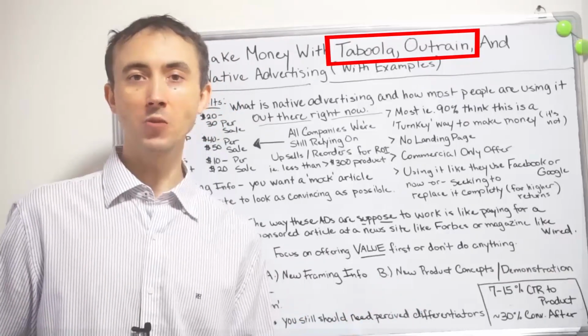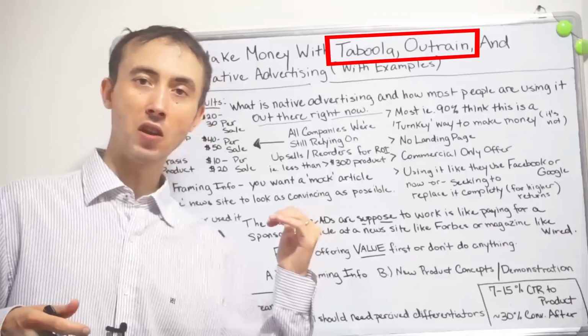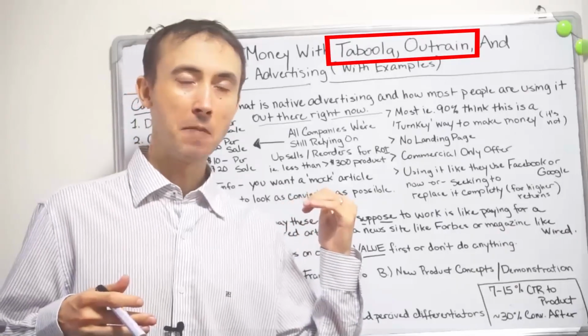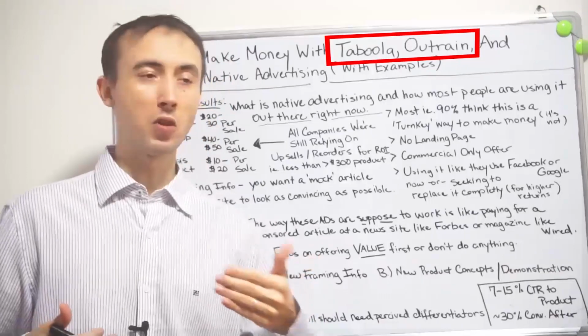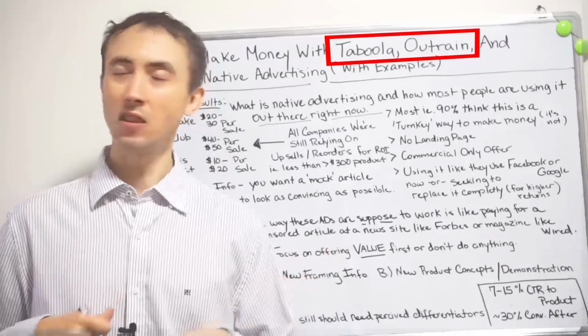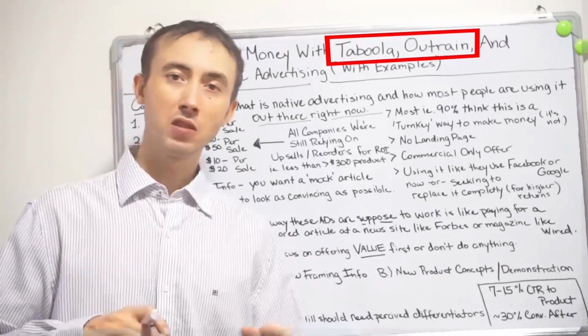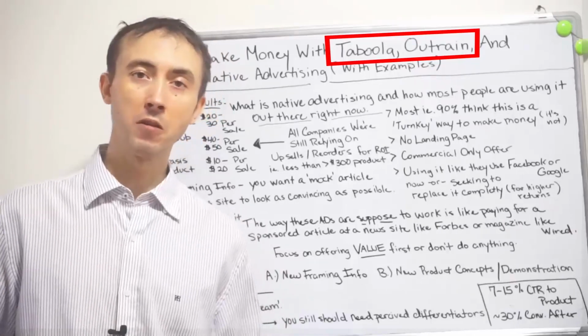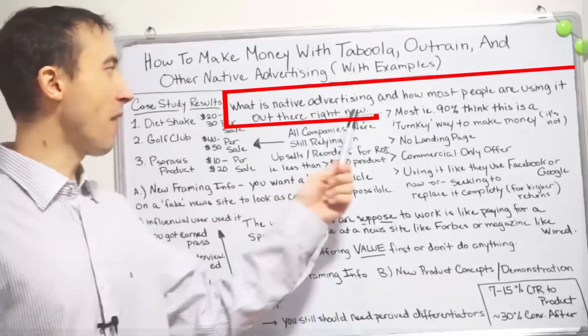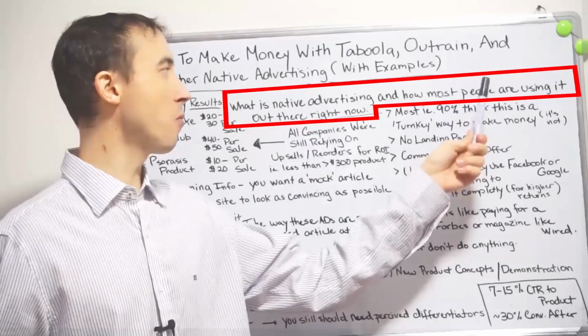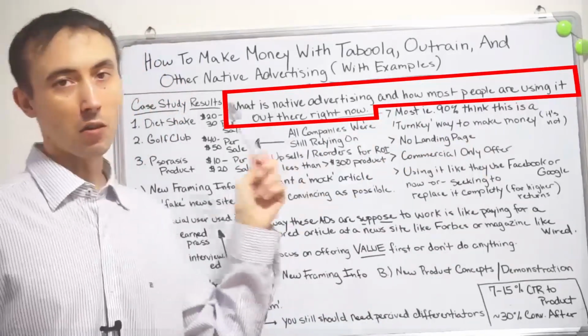For the most part, it's for products, just to keep it short before I get into this, that most people can buy. We'll just put it that way. If it's an obscure niche business, bottom line, Google or Facebook is going to work better for you, just to let you know up front. But what is native advertising and how are most people using it out there right now?